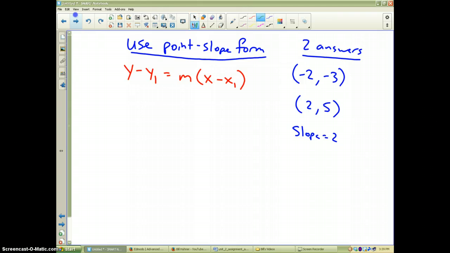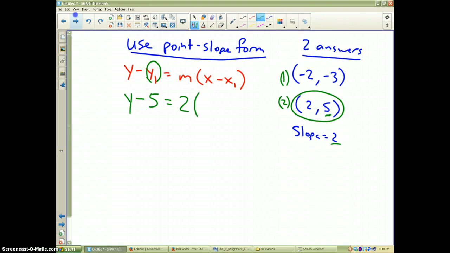So I'm going to fill in the information. It does not matter if you pick point number 1 or point number 2 to solve the problem. They both will come out with the same answer. And since most of us like positive numbers, I'm going to use that one. So I'm going to put the y in, and I'm going to subtract the y coordinate. y1 is the y coordinate of the point I'm using, so I'm going to put y minus 5 is equal to m, which is the slope, that's 2, parenthesis, the x stays there, minus x1 is where I use the x-coordinate of our point, which is 2.